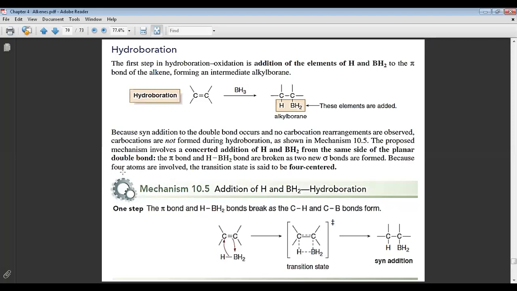And because four atoms are involved, look, we have here 1, 2, 3, 4, four atoms. Here is the transition step. Focus on this. Now, this is the intermediate. Now the second step, this will be broken and this will be broken to give you the syn addition of the H and BH2. This is the first step.